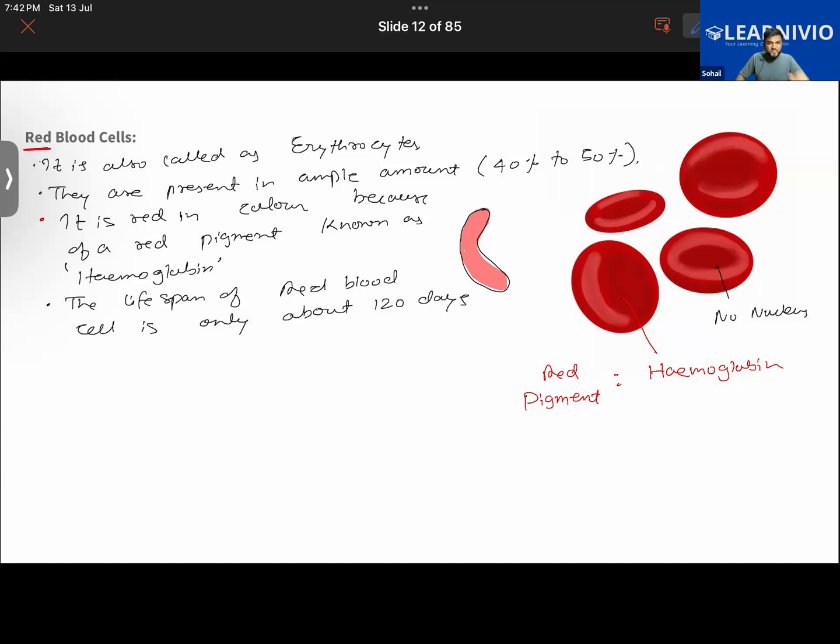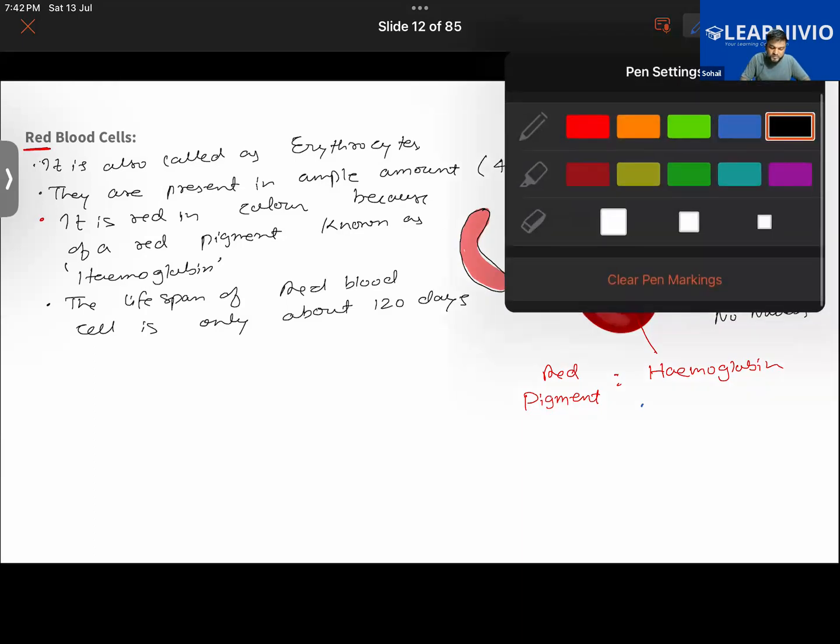Okay, anyways. So far we have done various things in the class, right? Red blood cells are found in a good amount in the blood. They are red because of a pigment called hemoglobin, right? This red blood cell also performs a very important function: it carries oxygen.